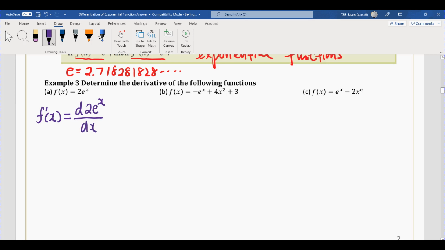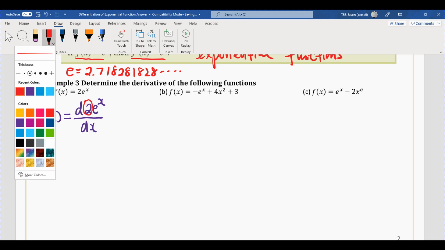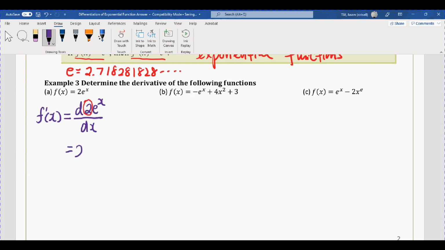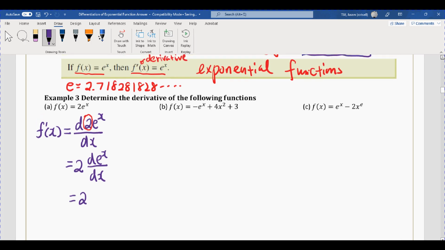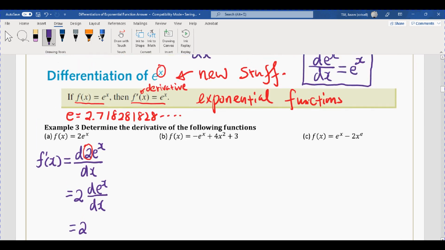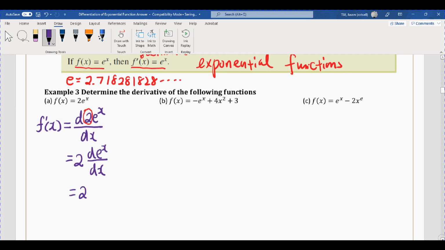Okay, now focus on that 2. This 2 is a constant, so we all understand you can put that 2 to the front. Right now you just isolate d of e to the power x over dx. So what's the result? According to that specific rule, the differentiation of e to the power x is itself, then you will have 2 times e to the power x. Okay, it's done.